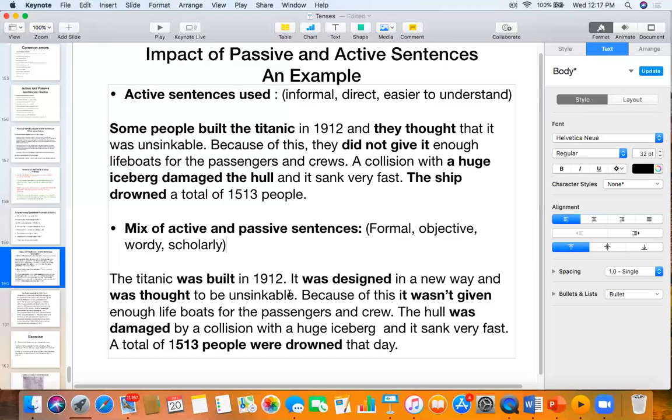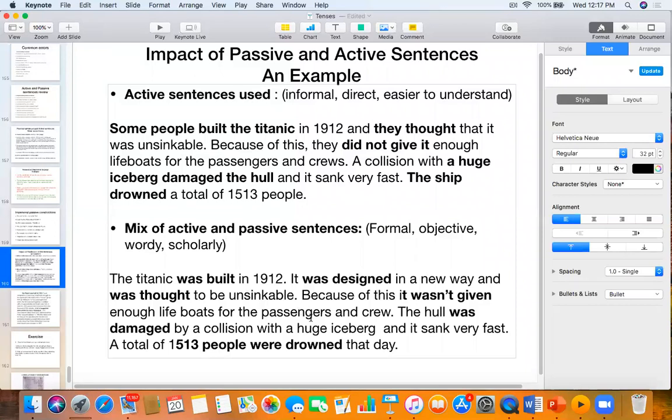Because of this, it wasn't given enough lifeboats for the passengers and crew. You see the accident: this ship was not given enough lifeboats for the passengers. Why? Because everybody thought that it was unsinkable.